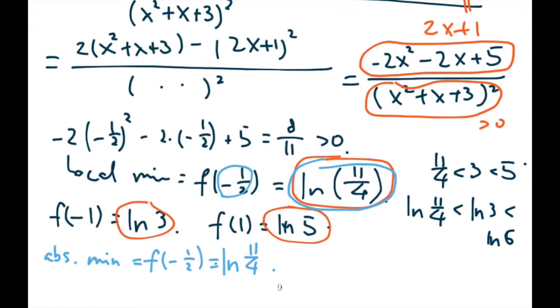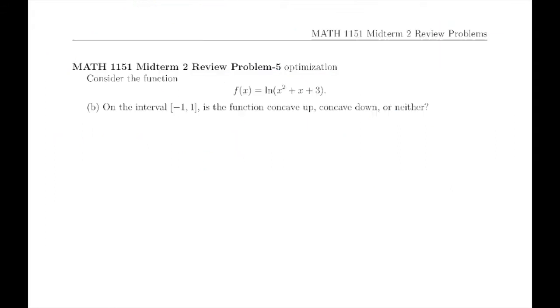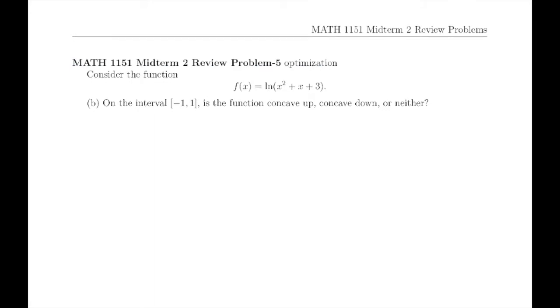And when x equal to 1, this function f achieves its absolute maximum. So the absolute maximum is equal to f(1) equal to natural log of 5. Okay, so this is the absolute minimum, and this is the absolute maximum. Alright, this is the first part, and then we're going to look at the second part.